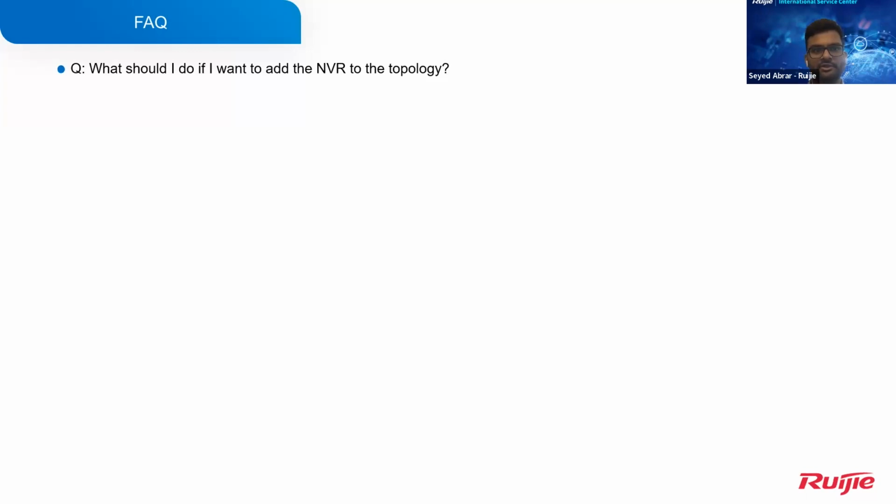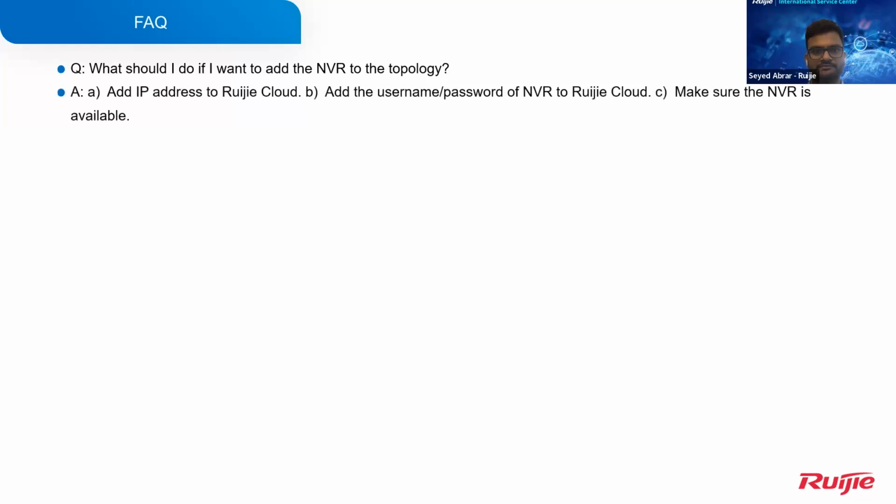So what should I do if I want to add the NVR to the topology? It's very simple. First, you need to add the NVR to the cloud. You have to give the IP address, and then you have to give the username and password to the cloud and make sure the NVR is available or not. So these are the main steps when you're having NVR in your topology.